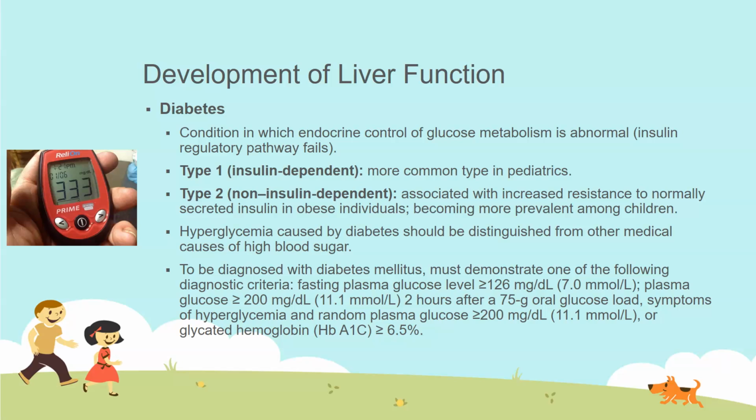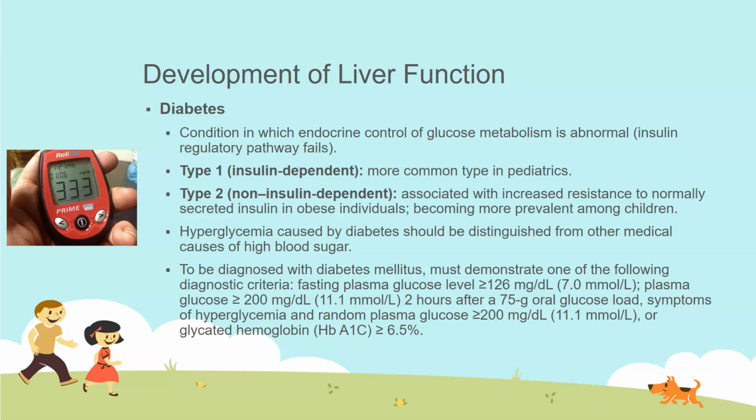Diabetes is a condition in which the endocrine control of glucose metabolism is abnormal, so the insulin regulatory pathway fails. There are two types of diabetes. Type 1 is the insulin-dependent one. It's an autoimmune disease. It is more common in pediatric patients, so the pediatric patients usually are developing type 1 diabetes. It used to be called juvenile onset diabetes, but it's no longer. It's just type 1 or insulin-dependent diabetes.